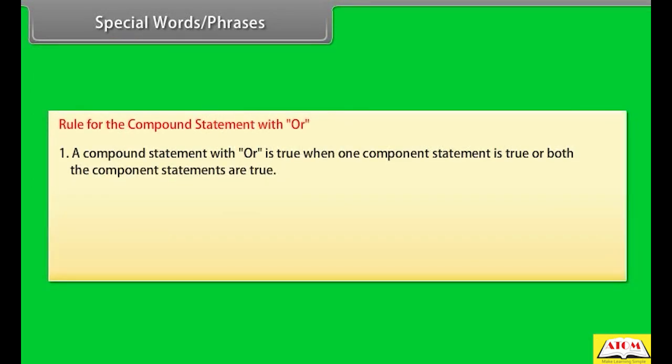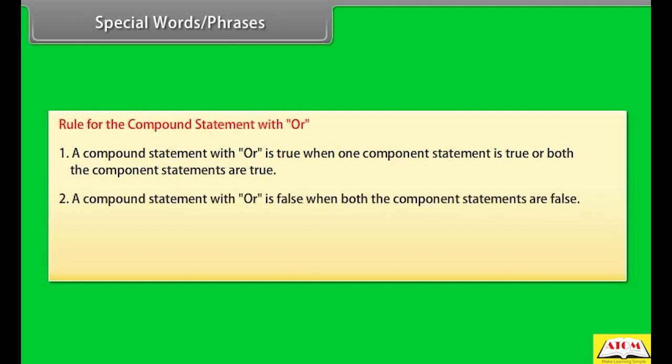1. A compound statement with "or" is true when one component statement is true or both the component statements are true. 2. A compound statement with "or" is false when both the component statements are false. Let P and Q be the component statements, then "P or Q" is denoted by P ∨ Q.